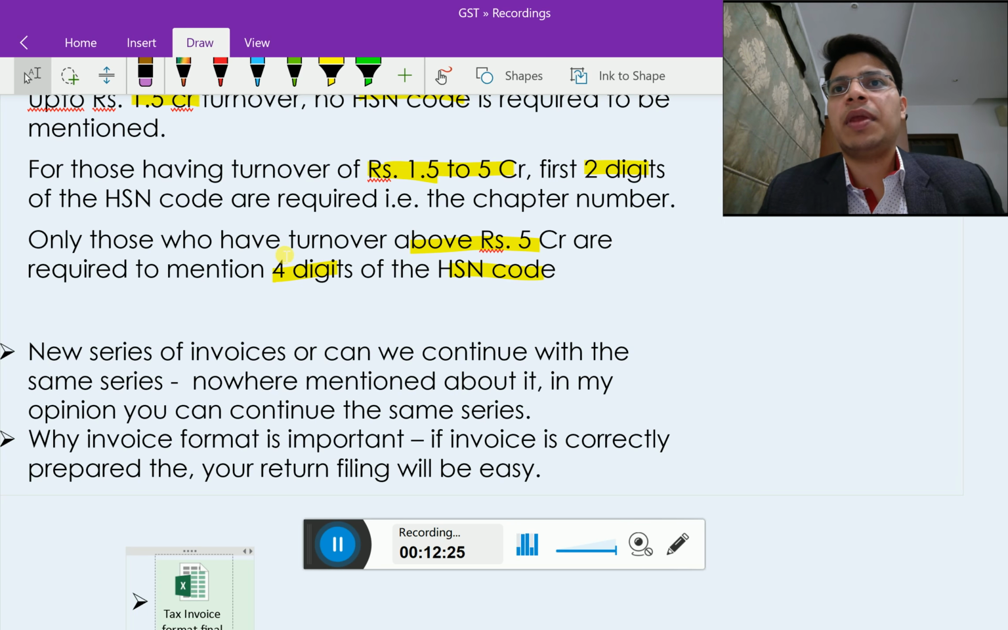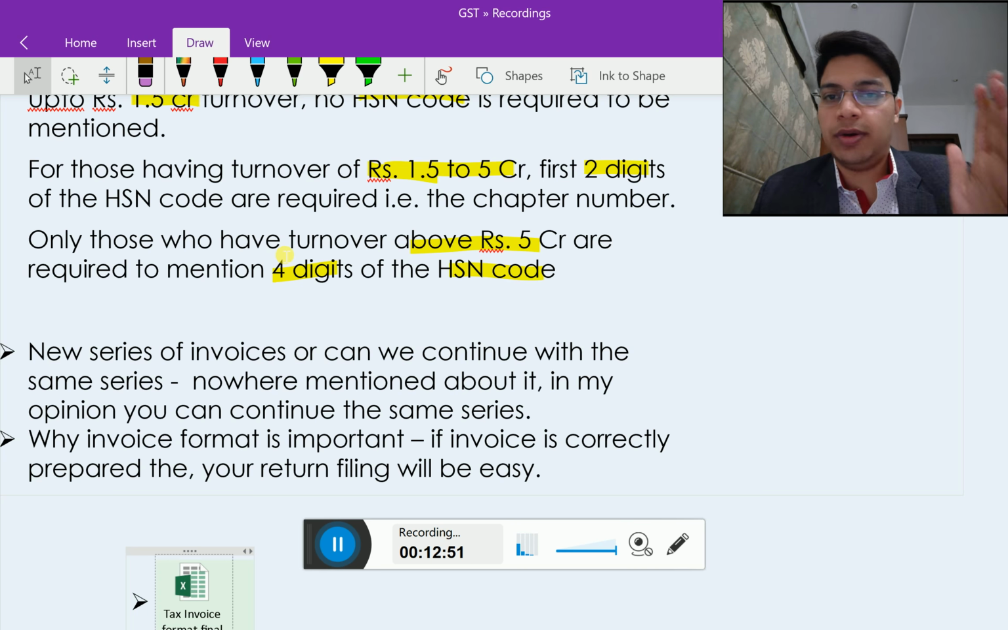So people were asking me whether they need to start a new series from July or can they continue the same series. For example, you have issued invoices from April to June. Suppose you have issued 600 invoices. So from July, you need not start again from a fresh 1, 2, 3, 4. You can start from 601, no problem. But you must ensure that the series is continued.